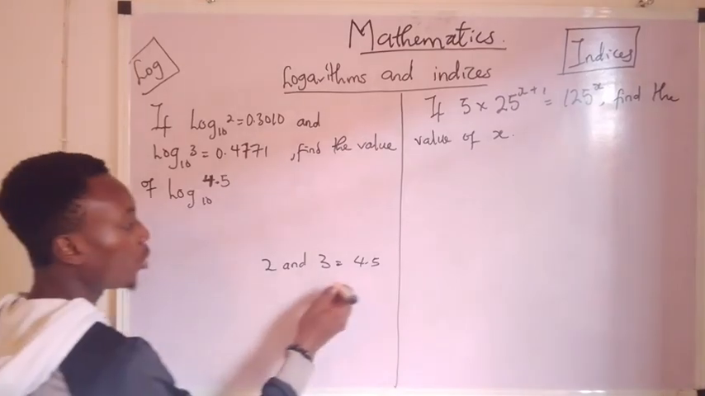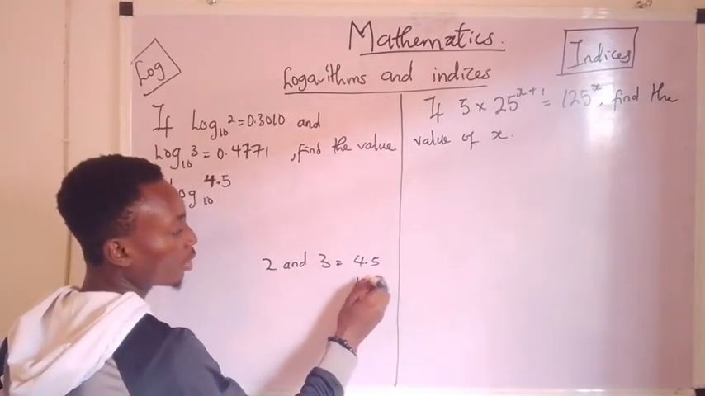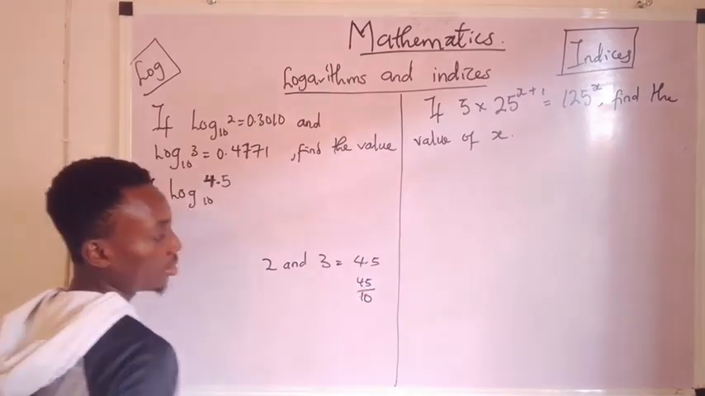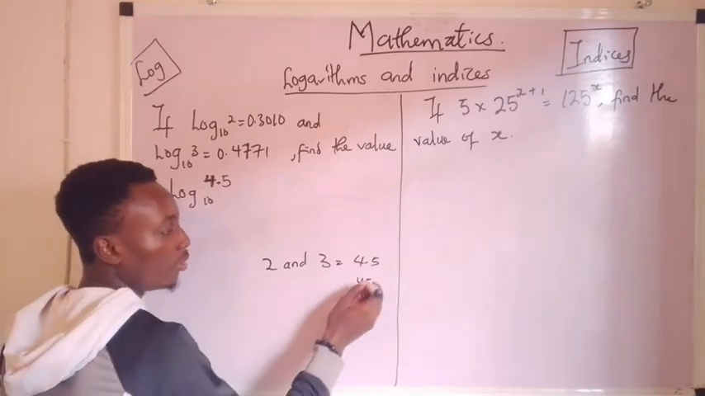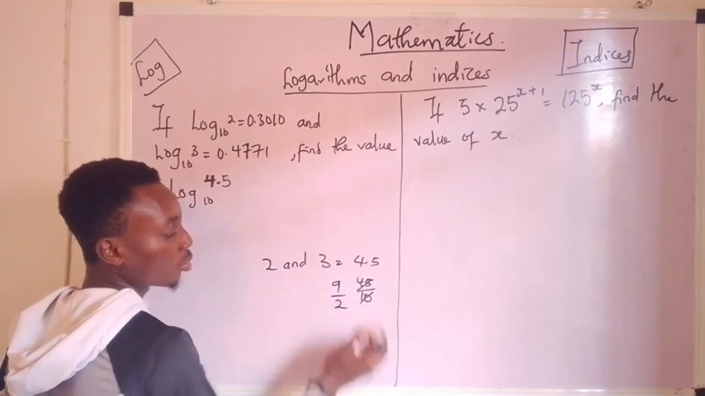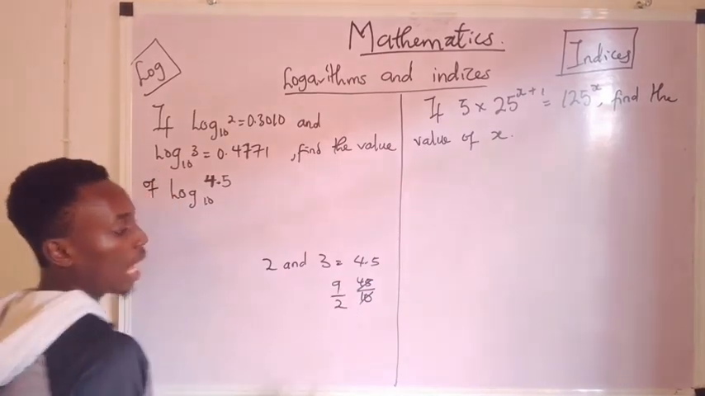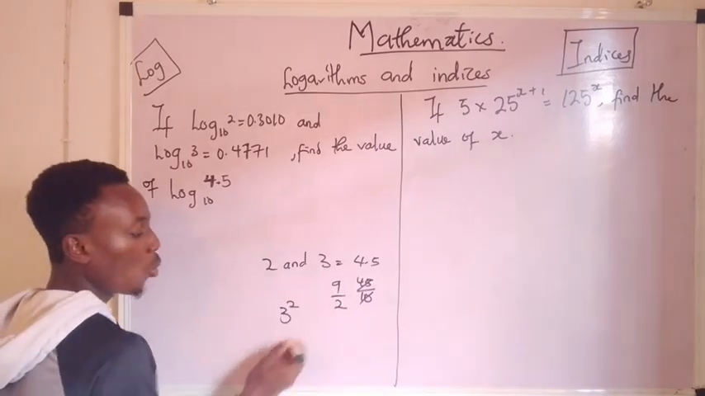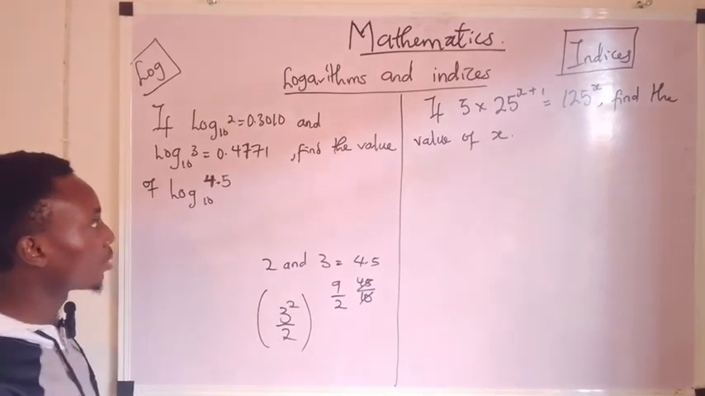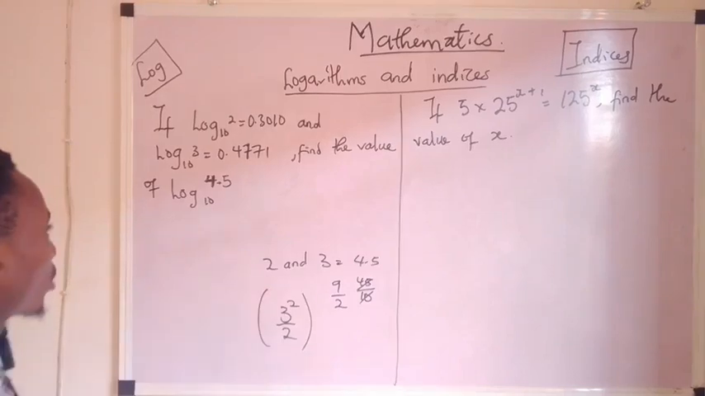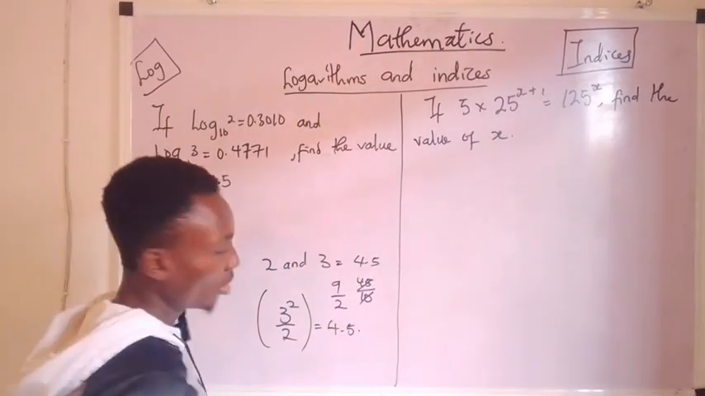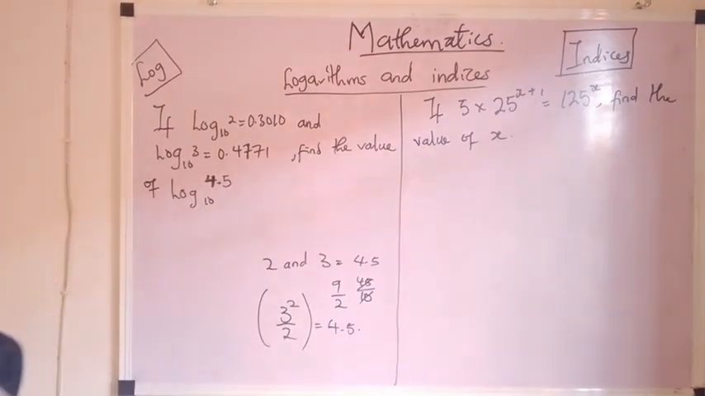Now 4.5 is actually 45 over 10, right? Now if you break this down, 5 here will give us 9, 5 here will give us 2. So it's actually 9 over 2, and 9 is 3 squared. Now we have something we can work with, right? Now this is actually equal to 4.5, right? Good. Do take notes.